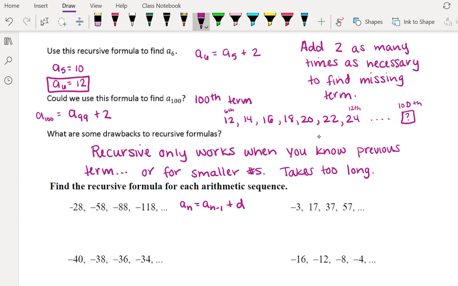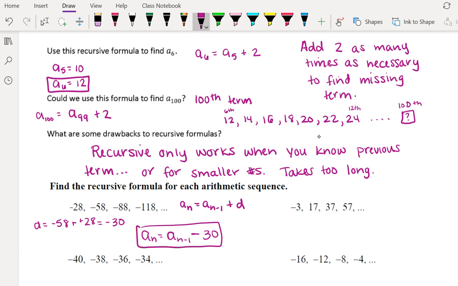So in this case, my numbers are getting smaller. So remember, d is equal to negative 58 minus negative 28. So that means I have negative 30. So we are subtracting 30 for each one of these values, which means that my recursive formula is the nth term is equal to the term before it, so a sub n minus 1, minus 30. And that's the recursive formula for this particular sequence.